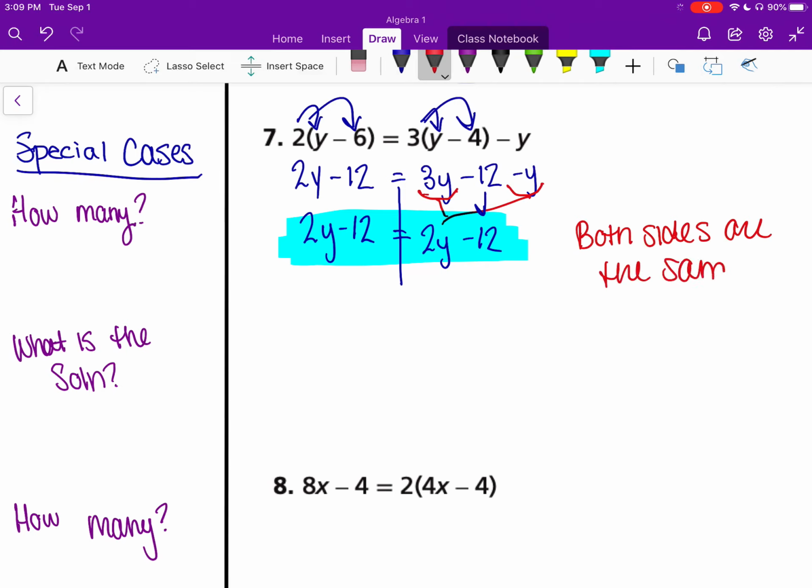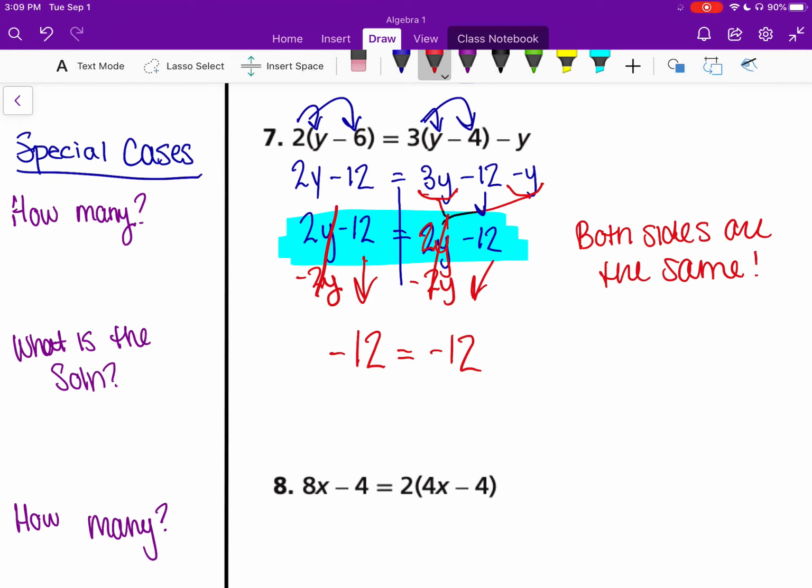That means something special is happening. But let's follow our directions of solving, and let's undo the variable on the right. So that's a positive 2y. Let's subtract 2y from both sides and see what happens. 2y minus 2y is 0. We have negative 12 left on the left-hand side equals... well, then we have 2y minus 2y. That's also 0. So we also just have negative 12.